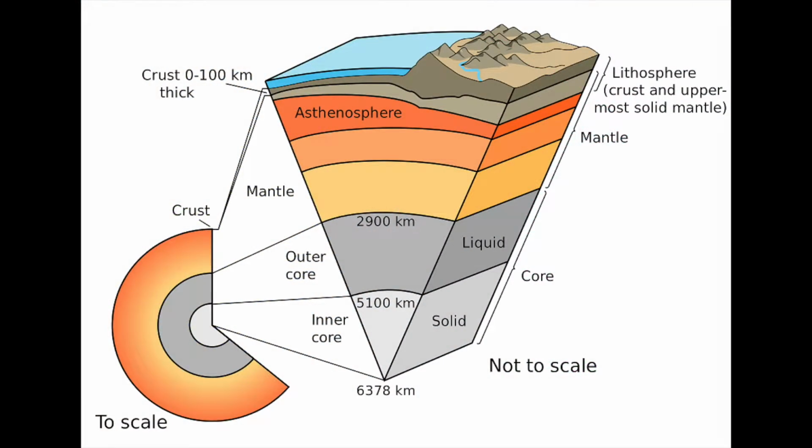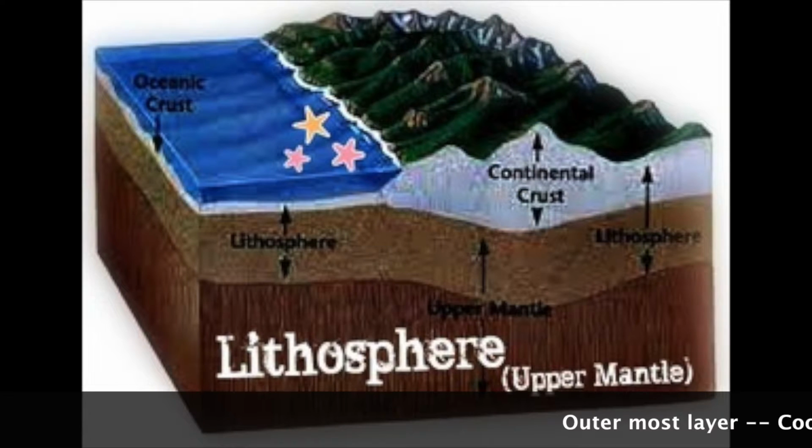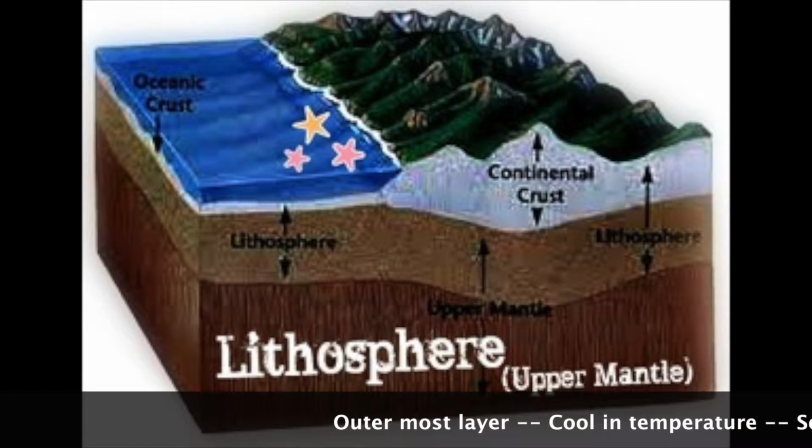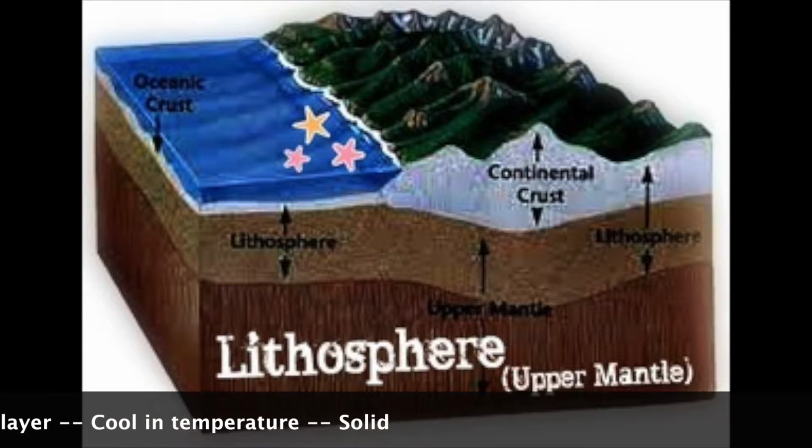The Earth is made up of many layers, including the crust, mantle, outer core, and inner core. The outermost layer of the Earth is the lithosphere. It's made up of the crust and the upper mantle. This layer floats on top of the asthenosphere. The lithosphere is a solid layer that's cool in temperature.